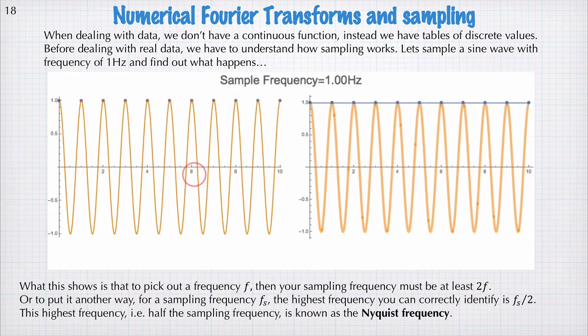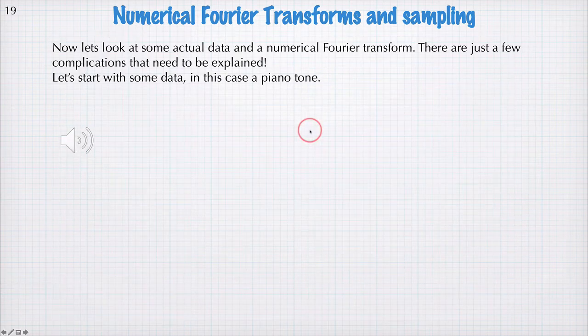Most audio is sampled at 44.1 kilohertz, which is a choice that they made some time ago when they were deciding on the standard for the compact disc. And this allows you to capture the full range of frequencies that the human ear might be able to hear. Okay, now we've talked a little about sampling. Let's get some numerical data and take the Fourier transform and see what we can find.